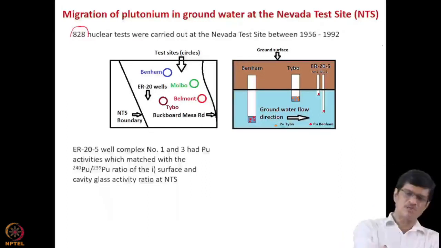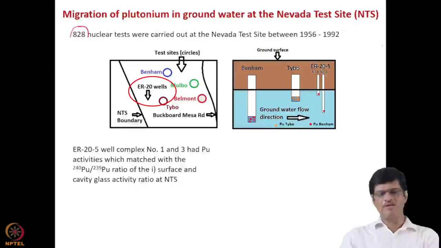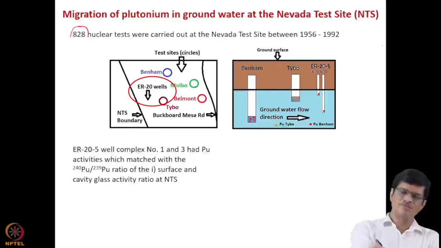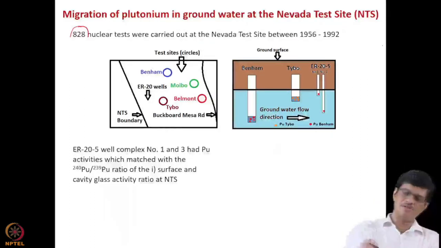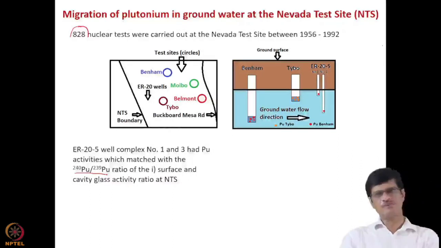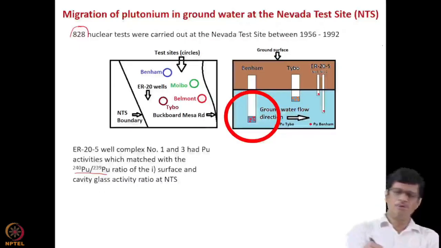And there are some wells which are away from these nuclear test sites, called the ER-25 set of wells. This well complex is slightly away from test sites like Benham, Tybo, Belmont and Molbo. In this well, drilling has been done and samples of plutonium have been detected, and they found that the signature of this plutonium, that is the 240 to 239 isotopic ratio, corresponds to that of the Benham test site, which is much farther away from this well.